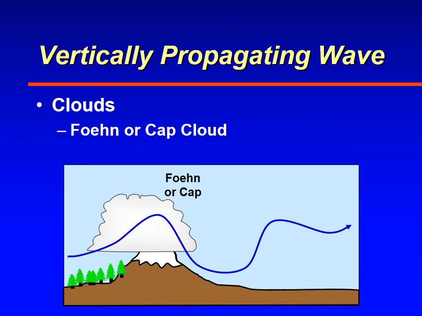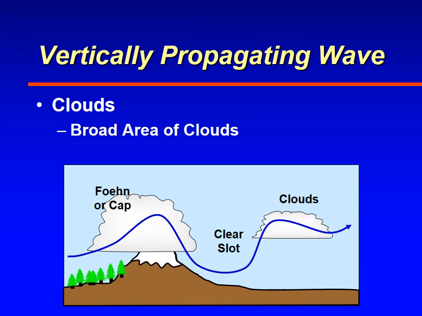The reason for that is as the air ascends over the mountain, it condenses and produces a cloud, which is called a foehn or cap cloud. As the air descends, it will evaporate the cloud, so you have this clear area. And then in the other part of the wave, as it jumps back up, you'll get clouds. So that's an excellent way of identifying the vertically propagating wave.